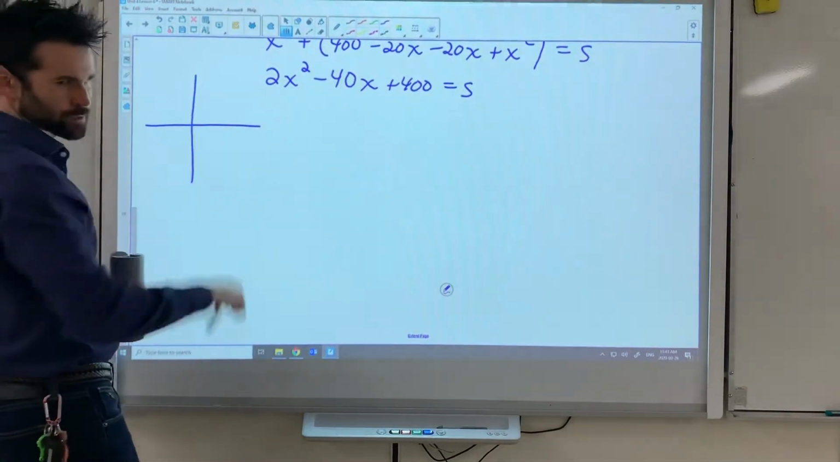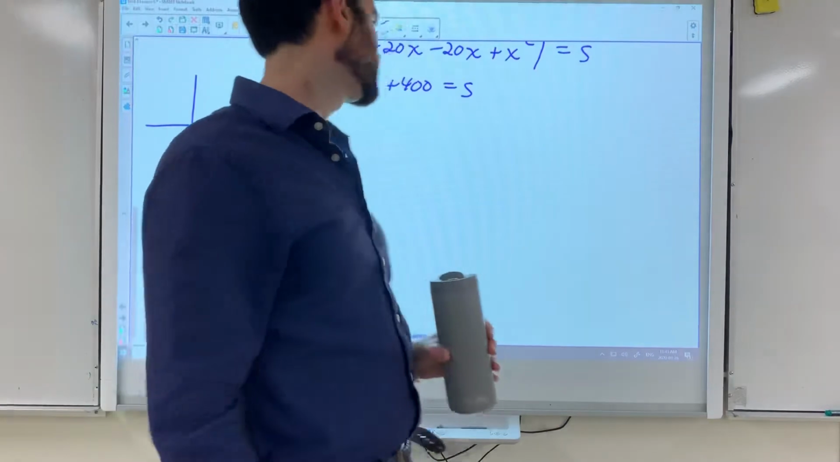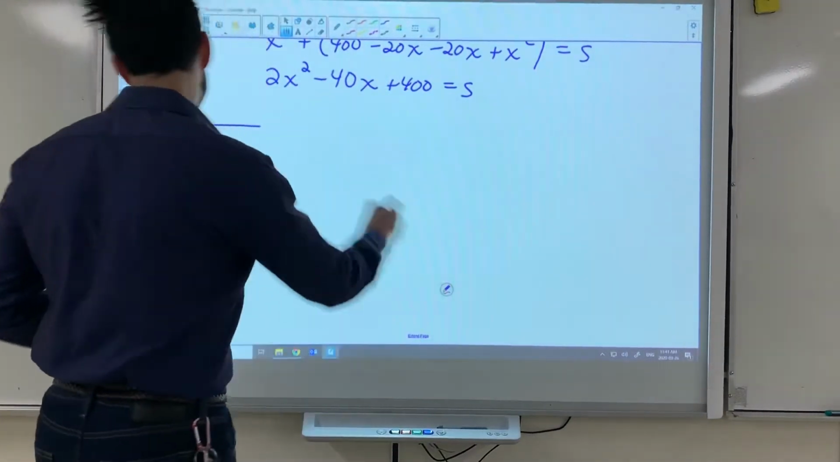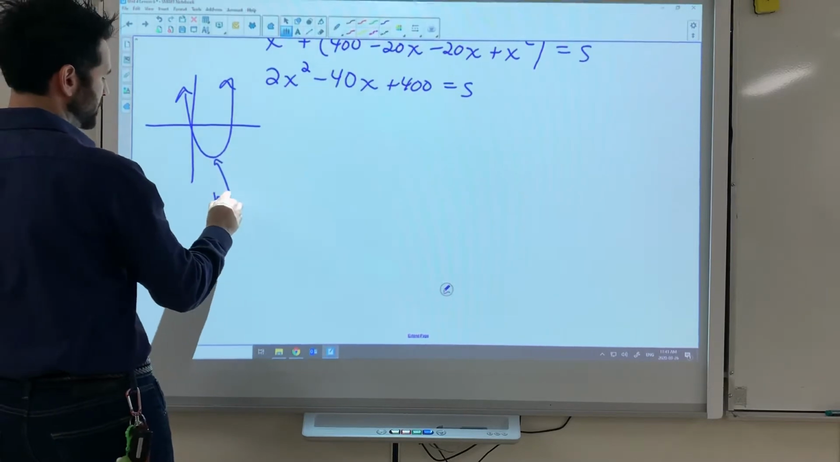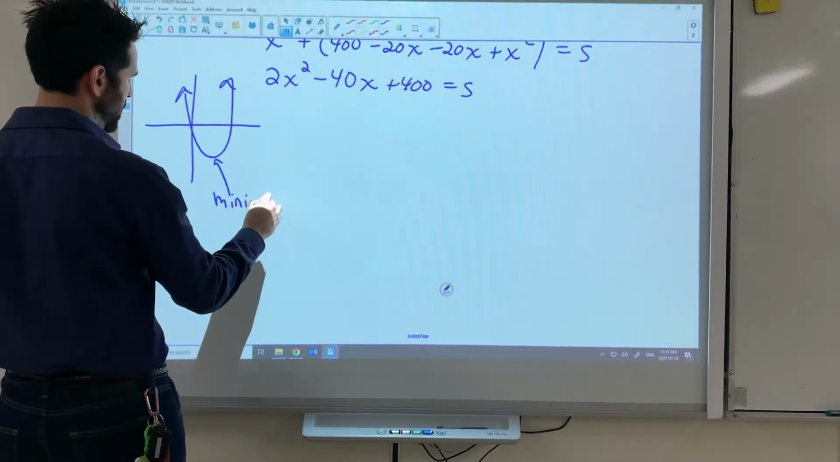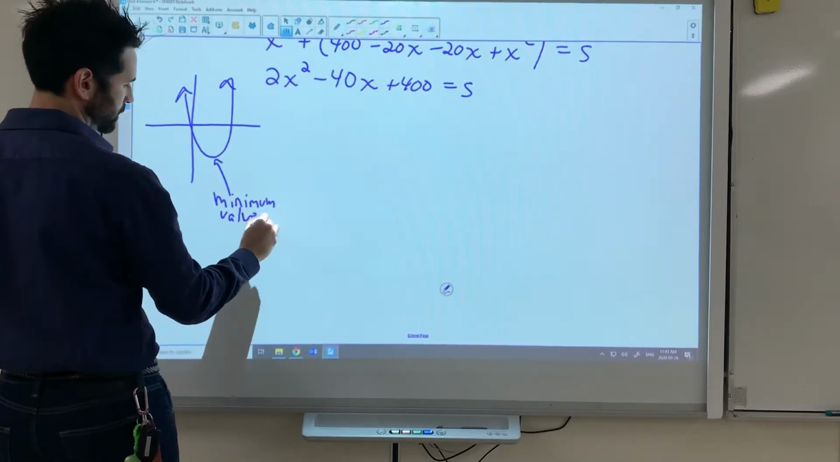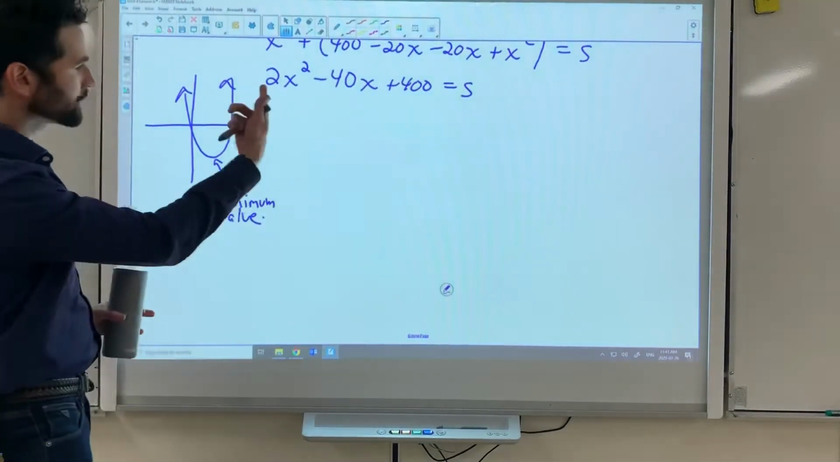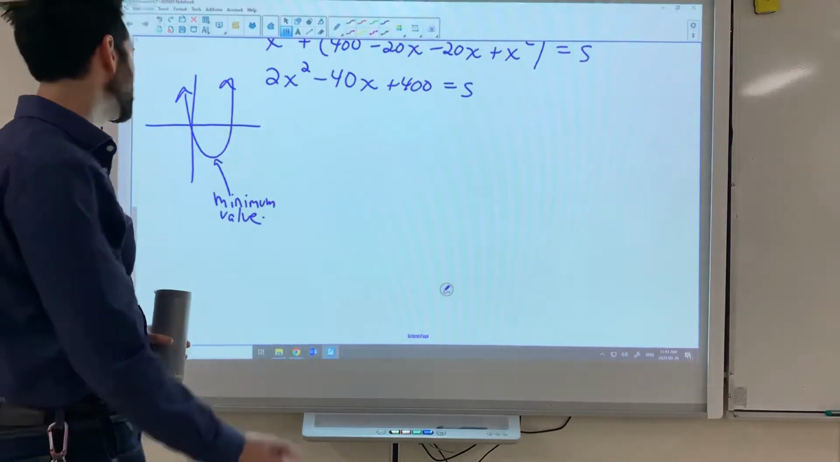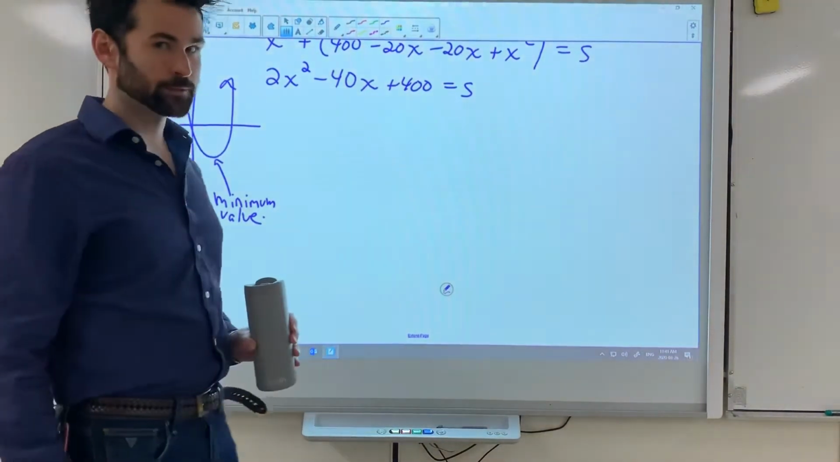I don't know if it has roots or not. It probably does. Okay, so it's going to be something like this, right? It's opening up, and if it's opening up, then it has a minimum value. Okay, so I answered one question, it has a minimum. But now they want to know, well, what are the two numbers? Well, I'm going to have to find the vertex.